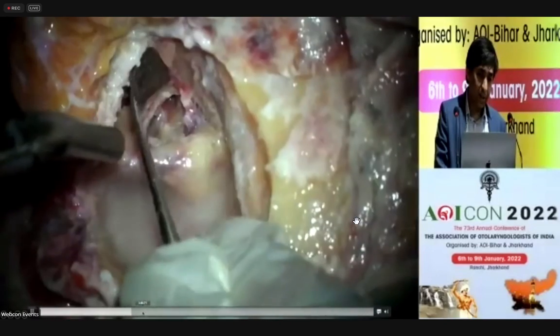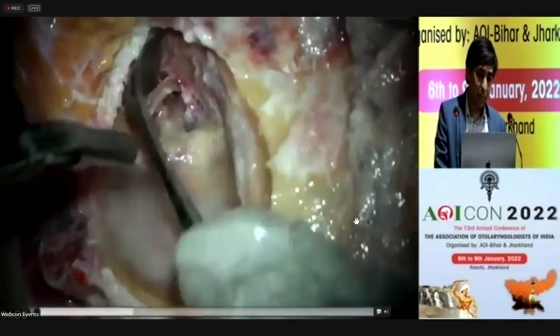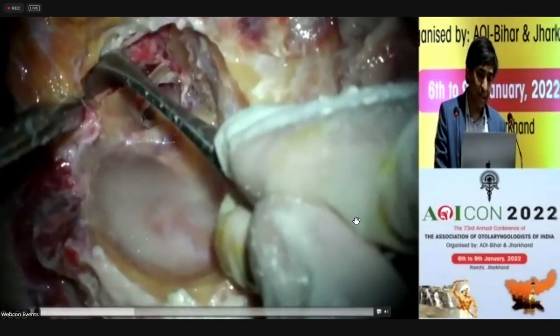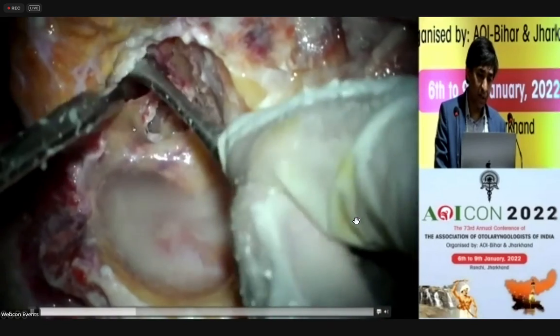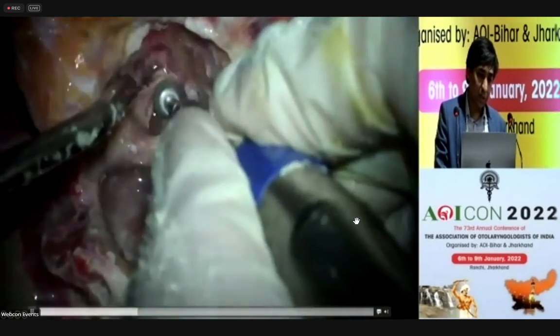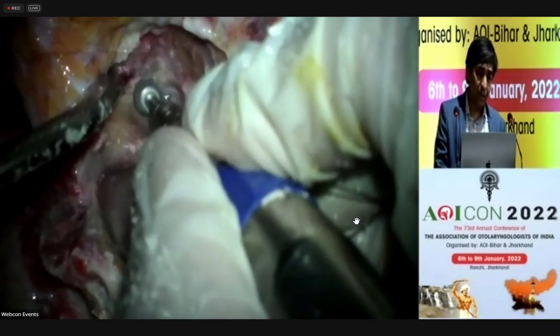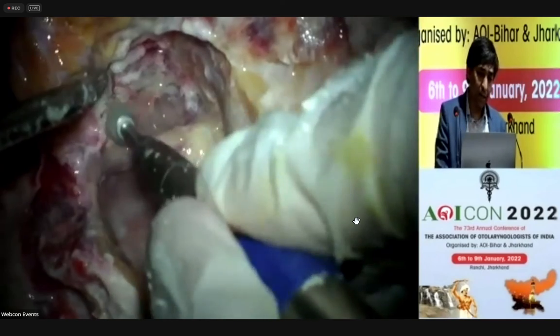I am separating the retroparotid tissue from the tympanic bone. Now you see, this is the tympanic bone which needs to be taken out in its entirety. The base of the styloid is here. This is the base of the styloid, and the retroparotid tissue. You see how I'm drilling out the tympanic bone. I would do this in surgery as well, with big, nice cutting burrs.